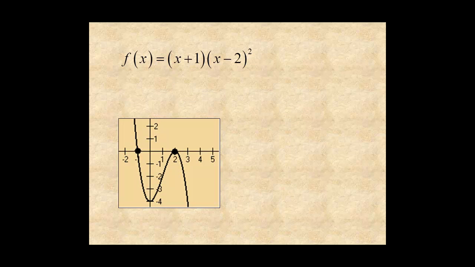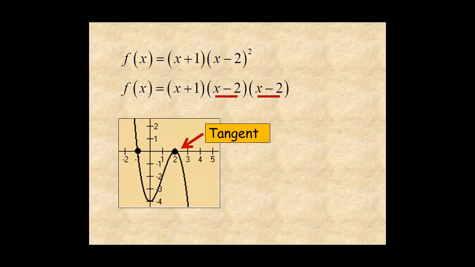In this example, the exponent of 2 means the factor x minus 2 is repeated 2 times. The x plus 1 factor defines a 0 at x equal negative 1. The x minus 2 factors define a 0 at x equal plus 2. However, notice that the graph is tangent to the axis at x equal plus 2. Whenever a factor is repeated 2 times, or an even number of times, the x-intercept is a tangent point.